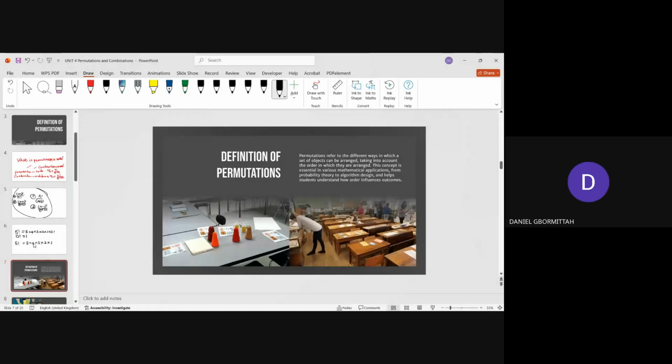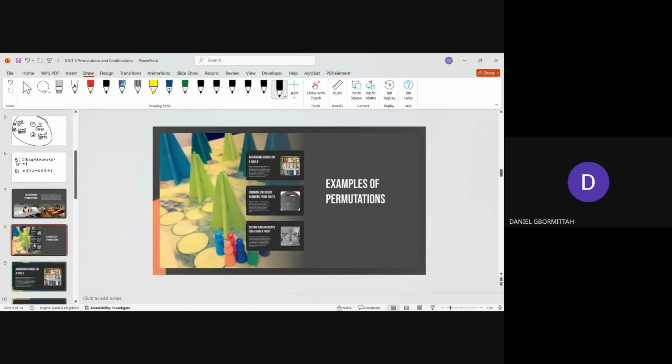So we come to the definition of permutations, and we are saying that permutations refers to the different ways in which a set of objects can be arranged, taking into account the order in which they are arranged. So if you look at what we have here, they have been arranged. You see in terms of colors, they have arranged them. That's what we are talking about. But we'll see the mathematics in this very soon.